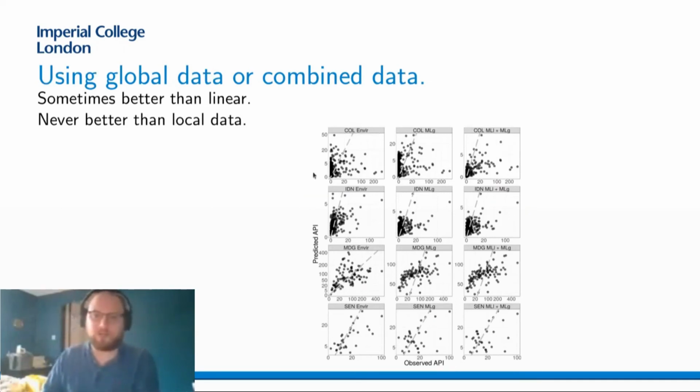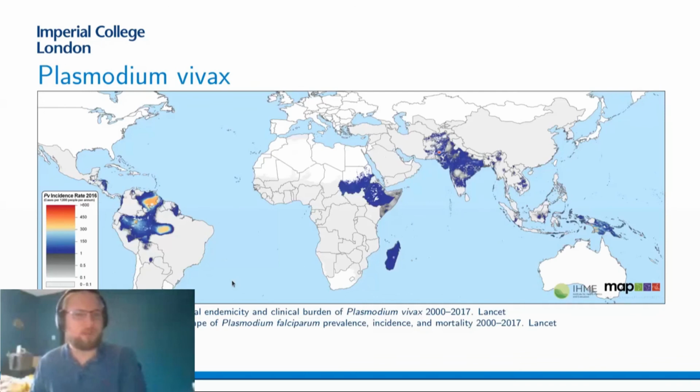Here we've got, again, our baseline, just the environmental covariates. Here we've got the models that use the predictions from just the machine learning models fitted to the global data set. And here we've got the models fitted to the local and the global data set. Sometimes these models are better than the baseline, but they're never better than just the MLL models, which surprised me quite a lot and was a bit of a shame, but well.